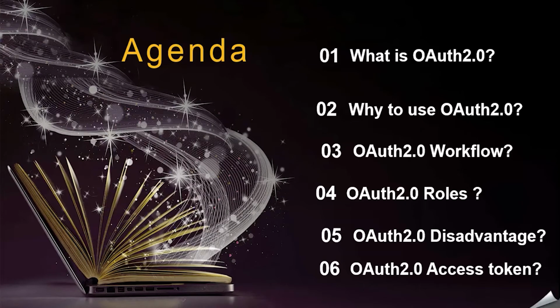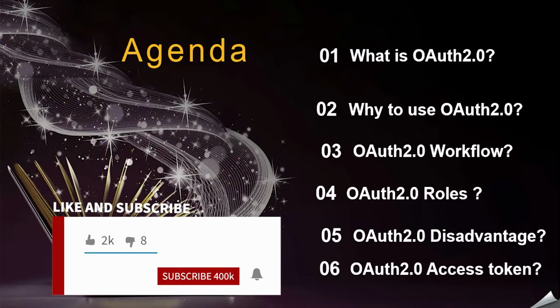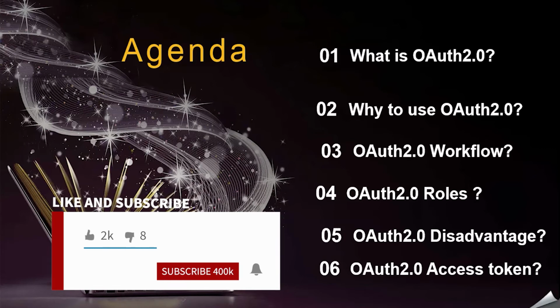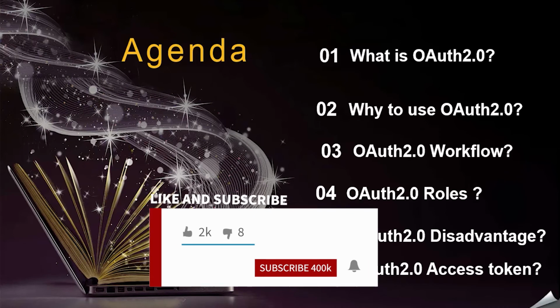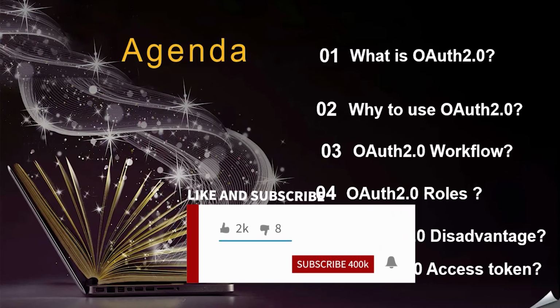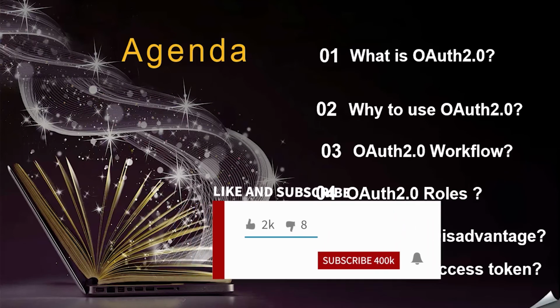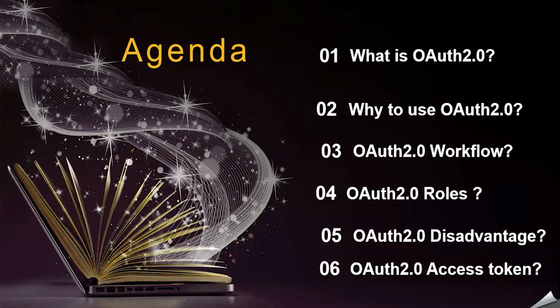So what is in the agenda today? Today we'll learn what is OAuth 2.0 and why to use OAuth 2.0. We'll also see what the workflow of OAuth is, then what the different roles of OAuth are, and we'll also see what the disadvantages and advantages are, and at the end we'll see what the access token provided by OAuth is. Now, there are two versions of OAuth. The earlier version has some bugs. That's why the newer version, OAuth 2.0, has been used for the last few years.